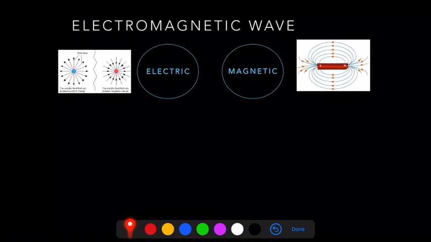And then we have an electric field, which is similar to a magnetic field. Here you can see one of the examples. It's an area of electrical force surrounding a charged particle. Like a magnetic field, an electric field can exert force on objects over a distance without actually touching them. Okay, so as I said, an electromagnetic wave would be a combination of both of them.